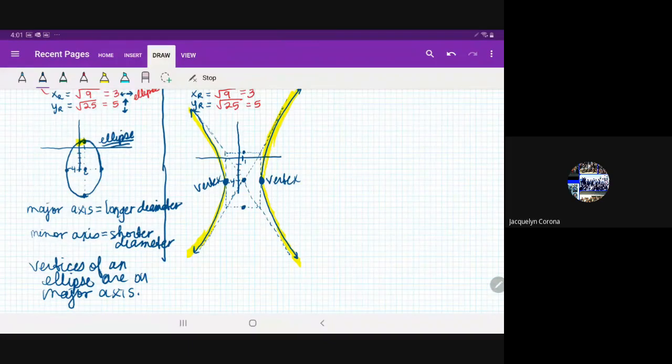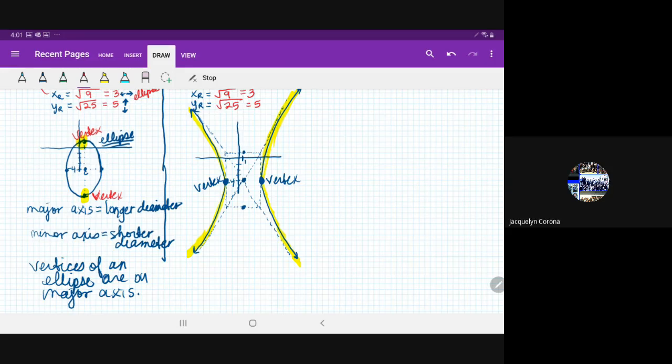So in this one, the longer one, oh, that could be where my yellow highlight that I couldn't erase could be. So the longer one is the up and down one in this problem. So these two are the vertices. So this is called the vertex, and this is called the vertex. So there's two vertices on ellipses. And then the ones that are on the shorter axis aren't called anything.